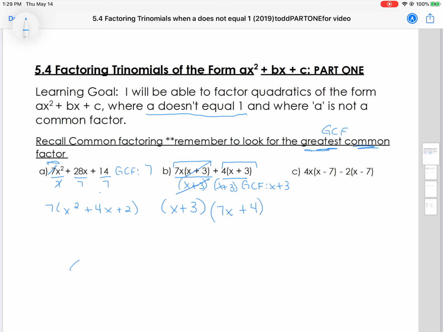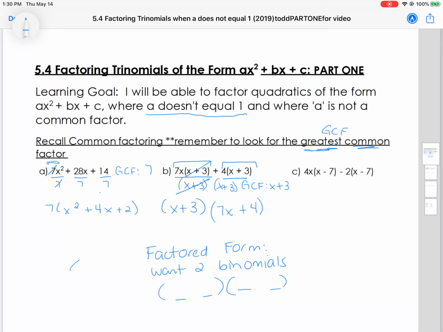But remember, when you do factored form, we usually want two binomials as our answer, right? Like a term here and a term here, a term here and a term here, whether they have x's or whatever, plus, minus, it doesn't matter.